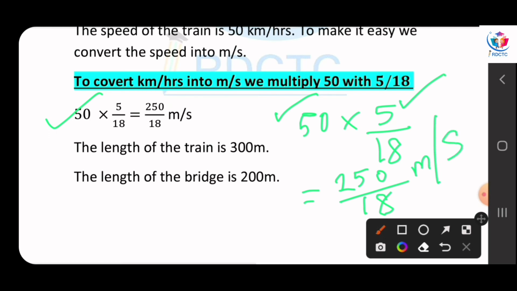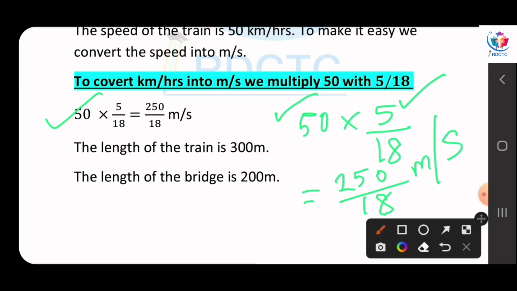Now it is clear to all how we can convert kilometer per hour to meter per second. It is very easy to convert it into meter per second. Simply we have to multiply the given number with 5 by 18, right?